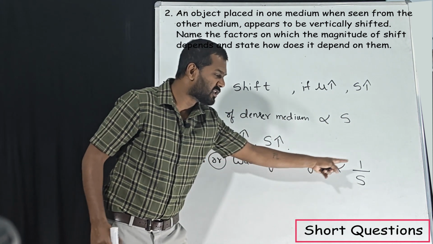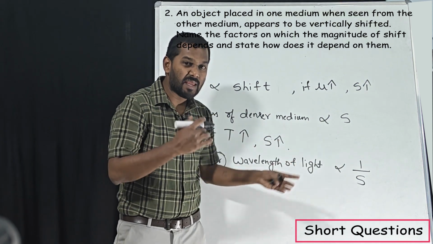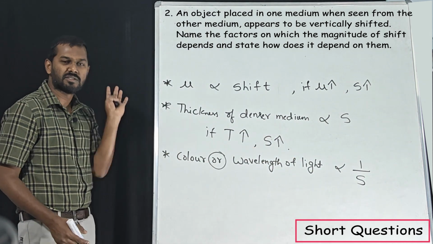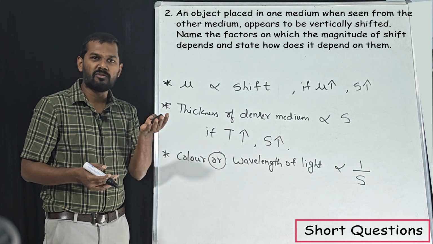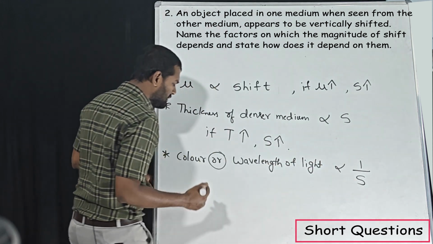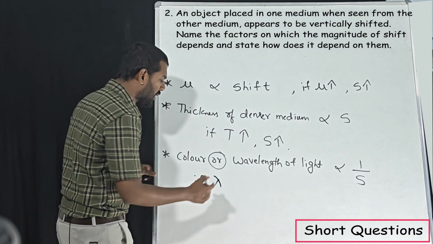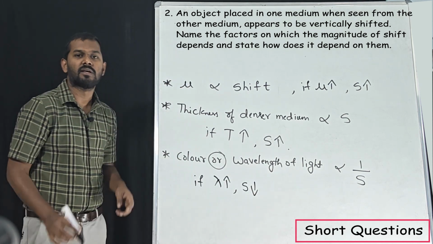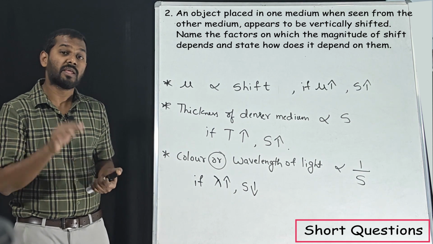In the exam, you should not use these symbols. You have to write color or wavelength of light is inversely proportional to shift or vertical shift. Anything is fine. Shift is nothing but vertical shift only. We can use normal shift or vertical shift, both are fine. So 1 by S, that means if wavelength, symbol is lambda, increases, shift decreases. That's it. These are the factors, and this is how they will affect in the exam.